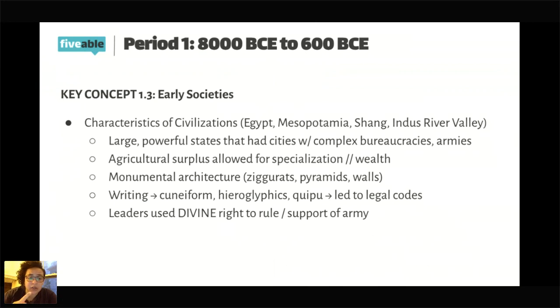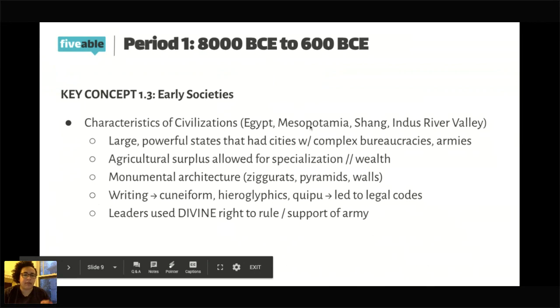All of the leaders in these early societies used the divine right to rule, which means that they either said that they were chosen by the gods, whichever god or gods that their people believed in, or that they were in fact the god, right? So in Egypt, the pharaoh was more aligned to be the god. But in Mesopotamia, it was more of being chosen by the gods. Or like Shang and future Chinese dynasties, even the mandate of heaven, right? So divine right to rule.